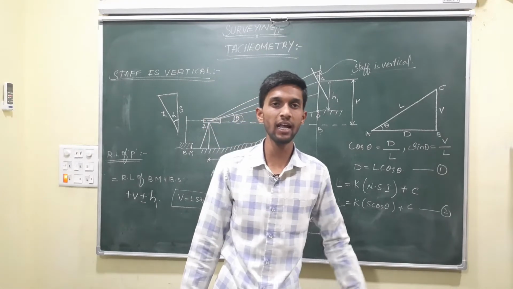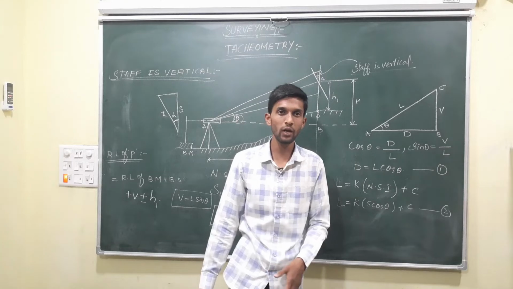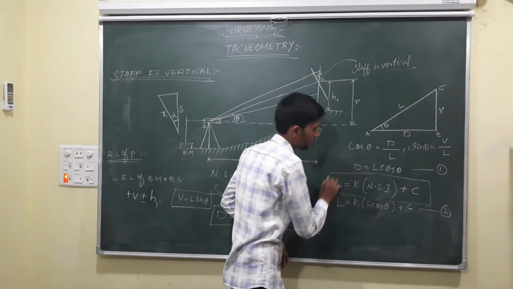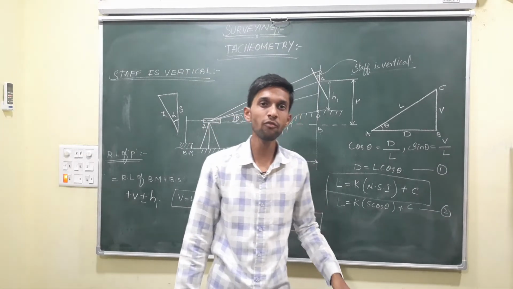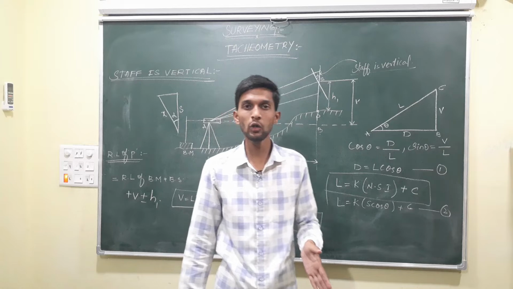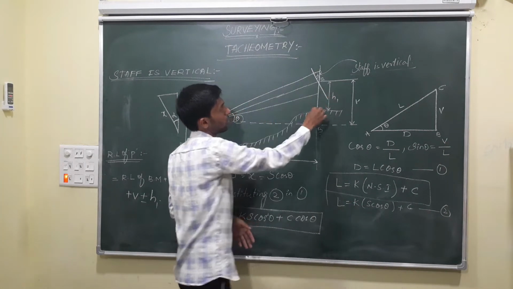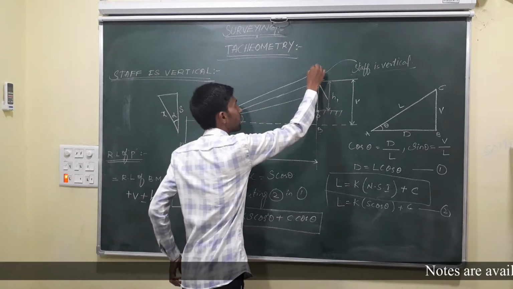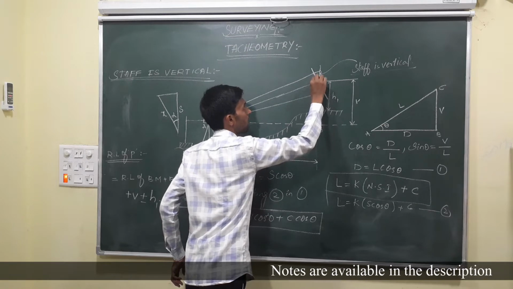And what is L? L is the line of sight. L is equal to K into S plus C, where K is a constant. We have derived this equation, K into normal staff intercept plus C, for when the staff is normal to the line of sight. But here the staff is not normal to the line of sight.